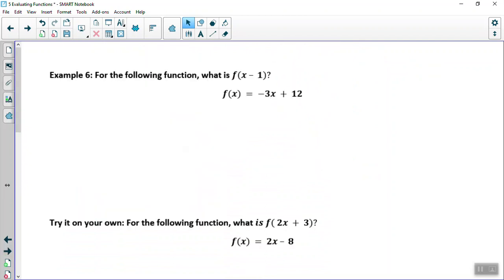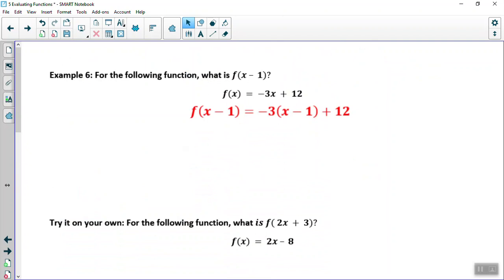All right, last part. Now, we're just going to make things a little trickier. So same thing that we did at the very beginning. They want us to find the value of the function when x is x minus 1. So we're not going to actually get down to a whole solution here. We're just going to do some simplifying. So we're going to take this and substitute it in for x. So here we have f of x minus 1, because we replace that x with the x minus 1, equals -3, and then I replace this x with the x minus 1, plus 12.